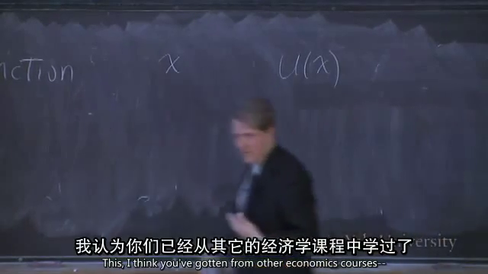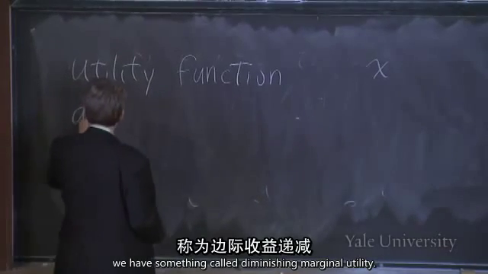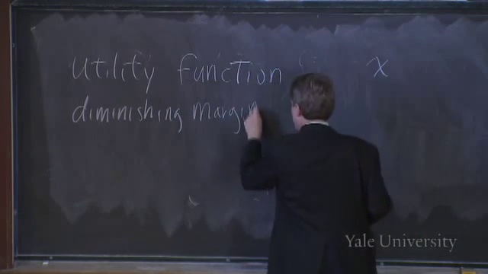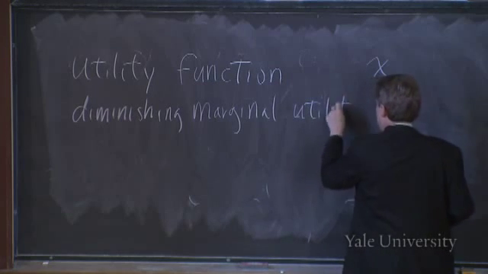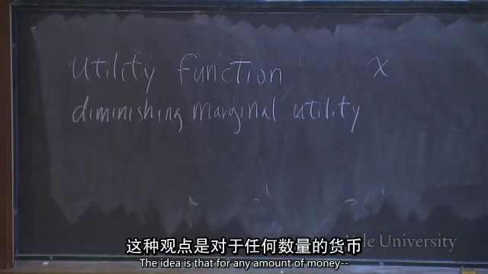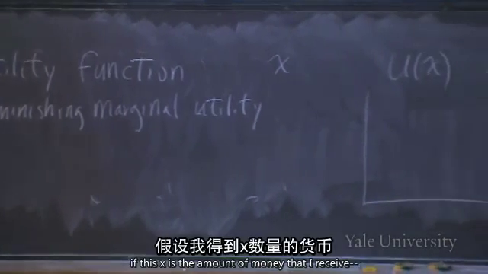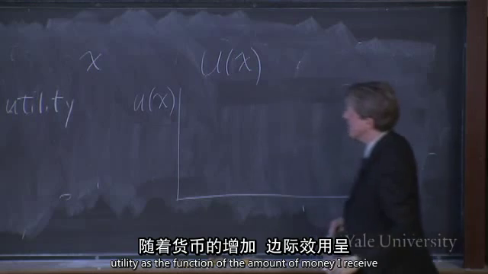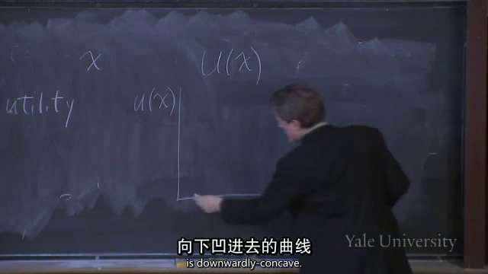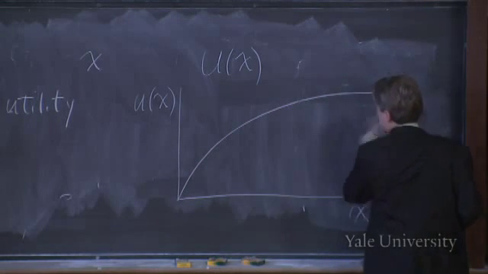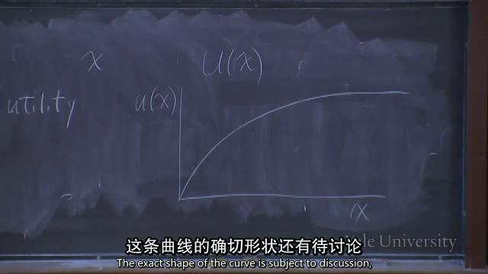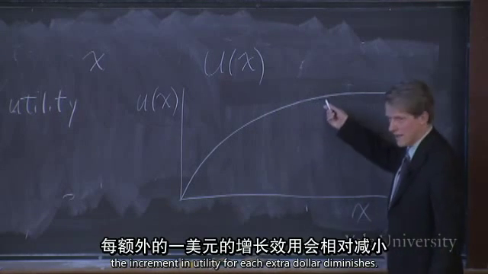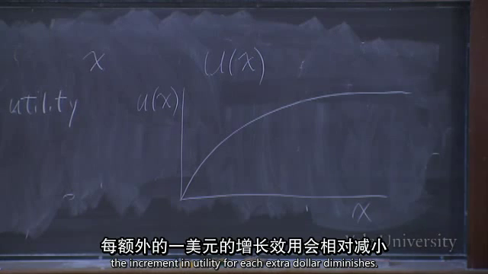And this, I think, you've gotten from other economics courses. We have something called diminishing marginal utility. The idea is that if x is the amount of money that I receive, utility as a function of the amount of money I receive is downwardly concave. The exact shape of the curve is subject to discussion, but the point of diminishing marginal utility is that as you get more and more money, the increment in utility for each extra dollar diminishes.